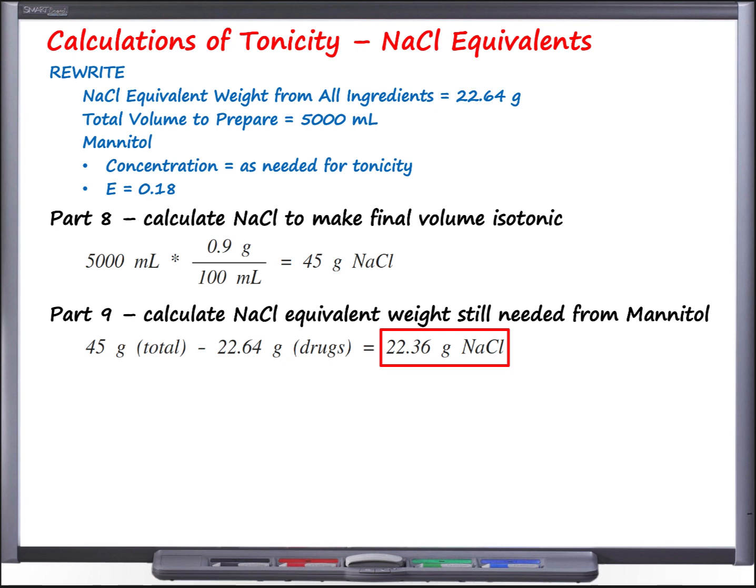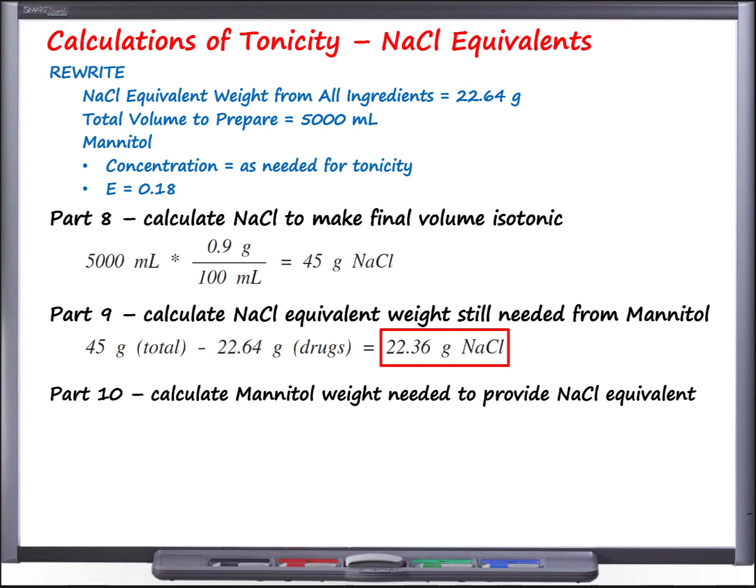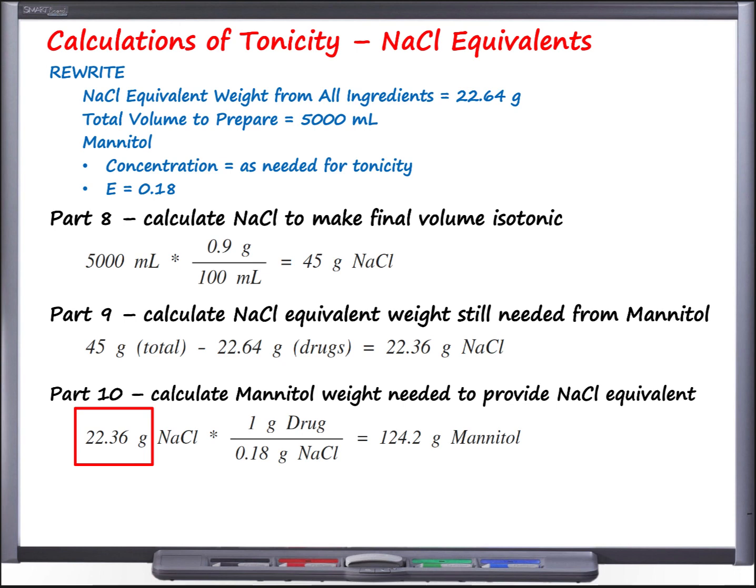Well, we're not going to add sodium chloride itself. What we said we were going to add in this case to make the final product isotonic is mannitol, whatever amount of mannitol we need to be equivalent to 22.36 grams of sodium chloride. How do we figure that out? Well, we figure that out by using the E value again, because we had the E value for mannitol. But in this case, we're going to actually divide by it instead of multiply.